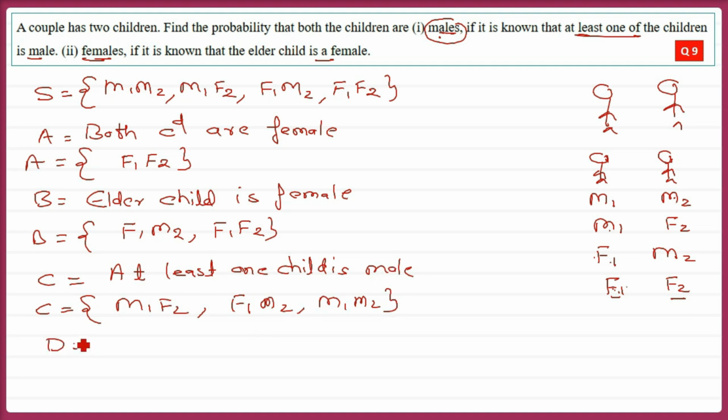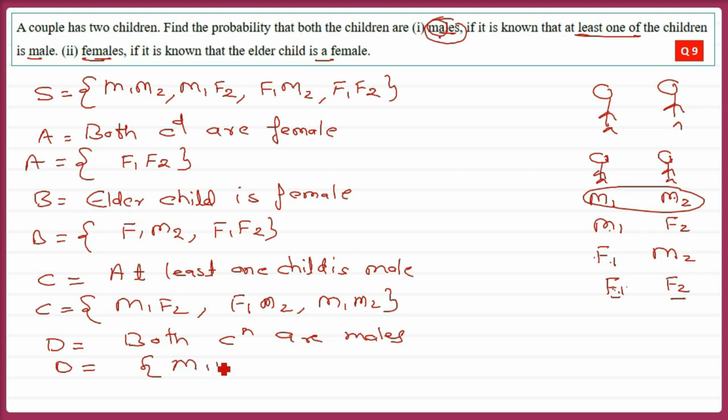Then coming to the set D: both children are males. Same as both children are female, only one element of this set is possible. Similarly, both children are males, that is M1 M2. This is the only possibility. We cannot have a female in between. Either first or second being female, or both female, is not possible in this case.